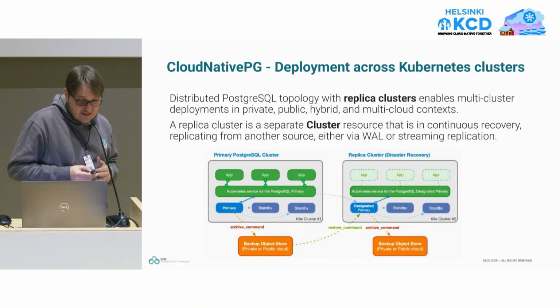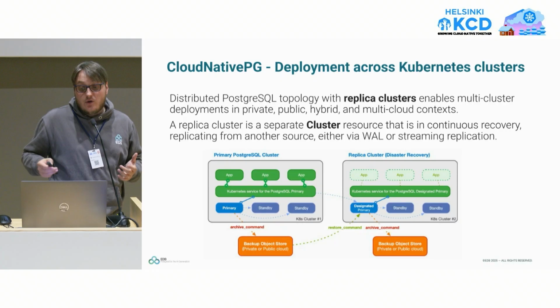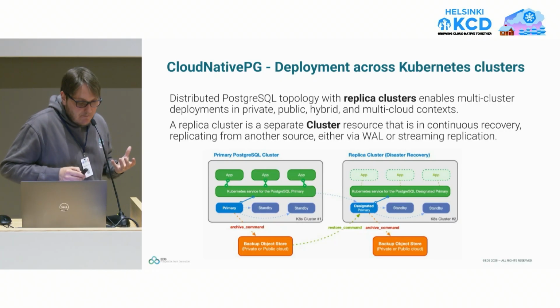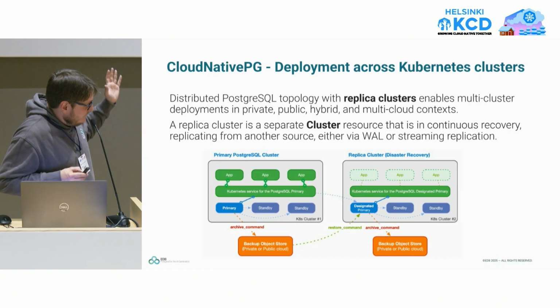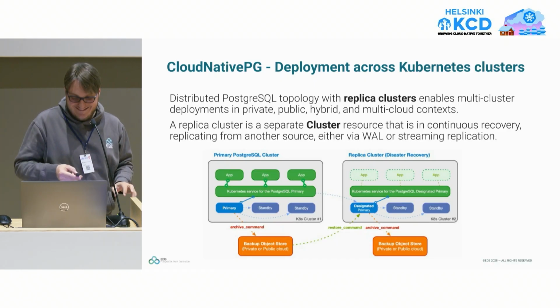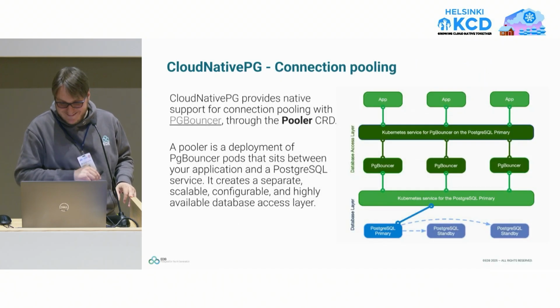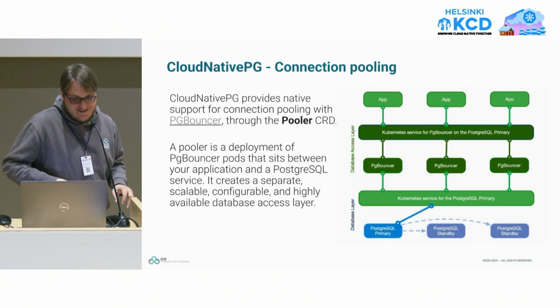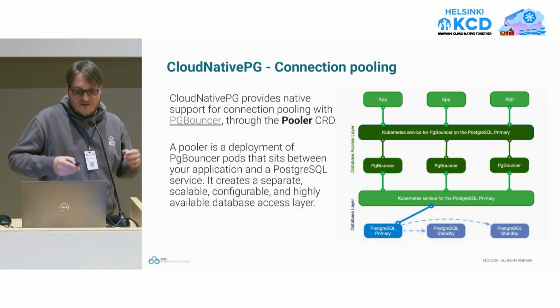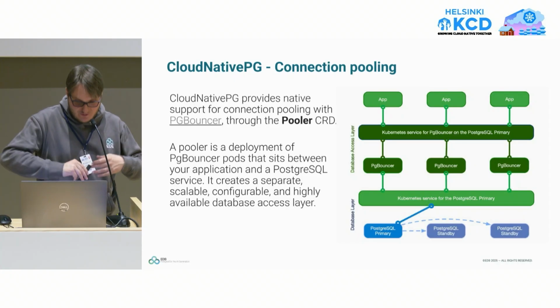This is a distributed PostgreSQL topology with a replica cluster. So basically, you can have a replica cluster switchover with this configuration. That is nice to have in this time of AI. And also, we provide support for PgBouncer in a declarative way through the Pooler CRD. So in front of the pod, we have this layer.